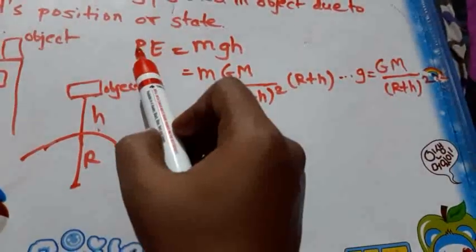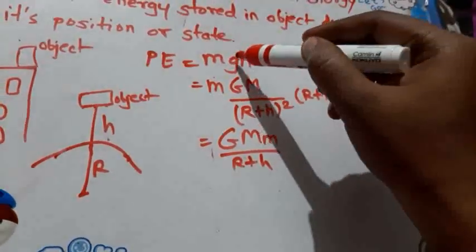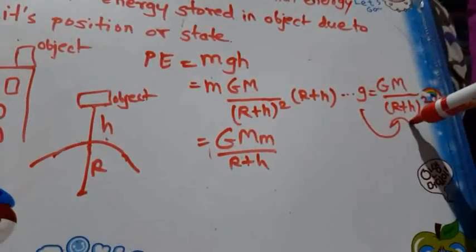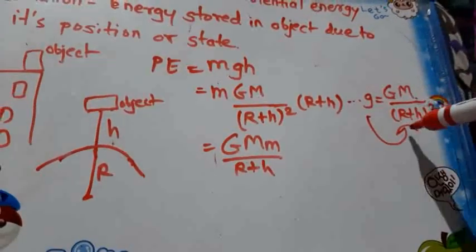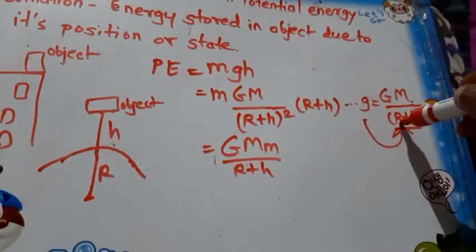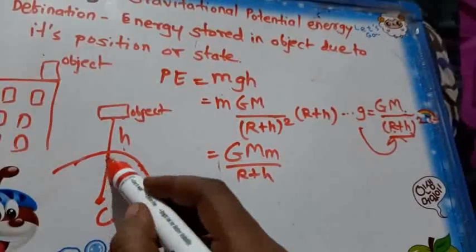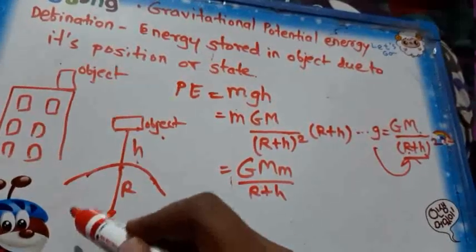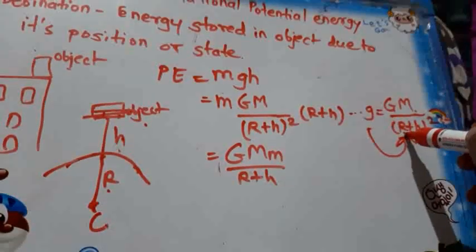So the formula is P = mgh, and we will modify this formula by putting in the value of acceleration due to gravity. Acceleration due to gravity we have calculated with the help of the formula g = GM/(r+h)², where G is the gravitational constant, capital M is the mass of earth, and this is the distance of the object from the center of the earth, where r is the radius of earth and h is height. Here is the center of earth, this is the radius, and above that at height h the object is present. Means the total distance of the object from the center is r plus h. That's why we have taken r plus h.